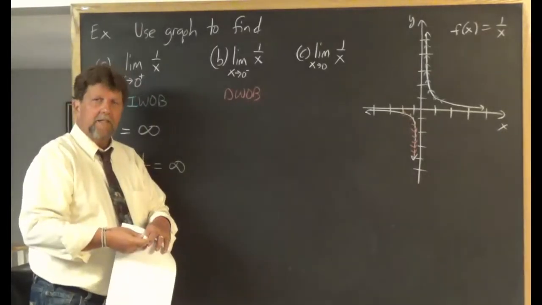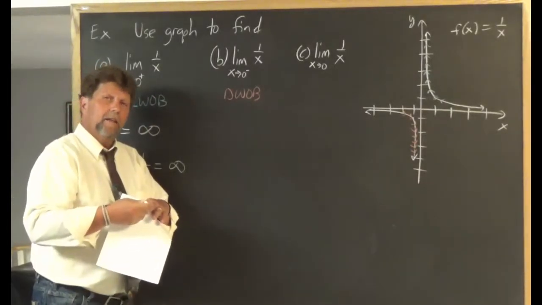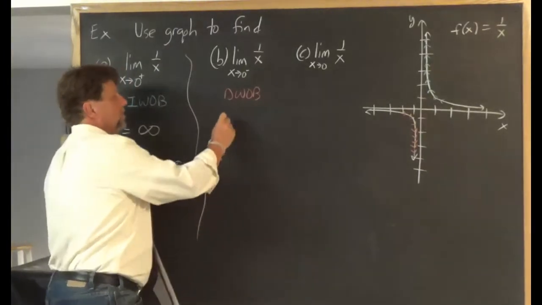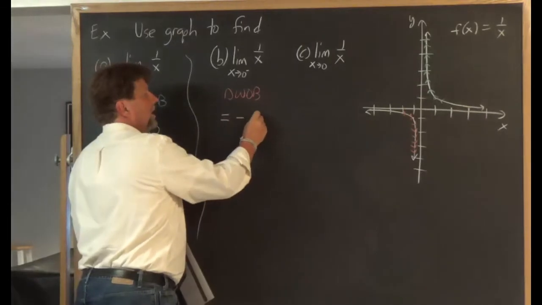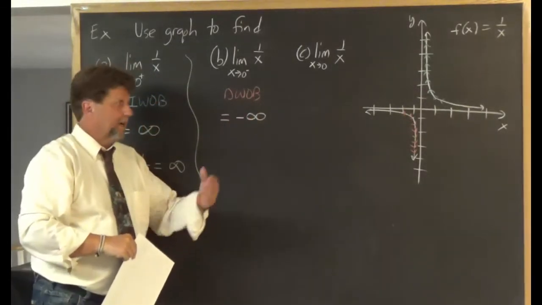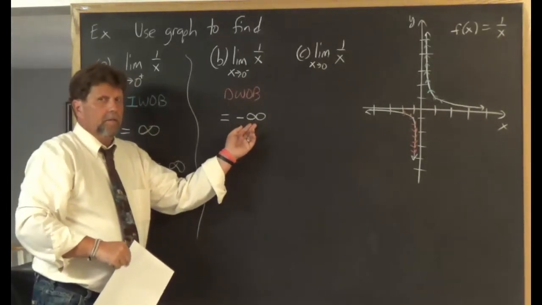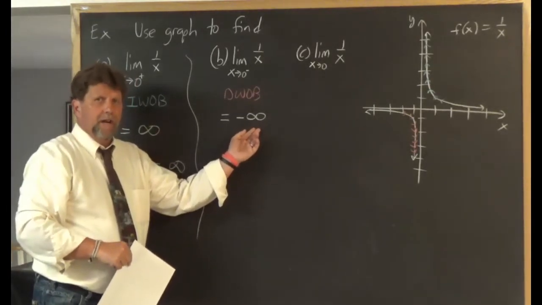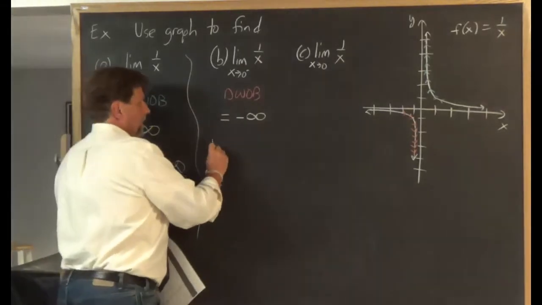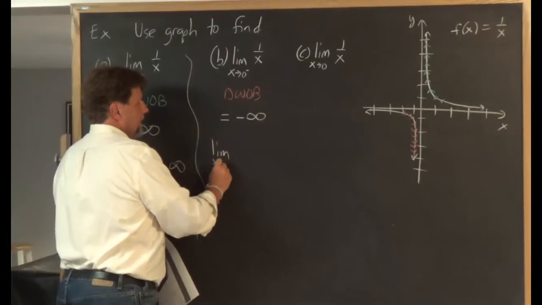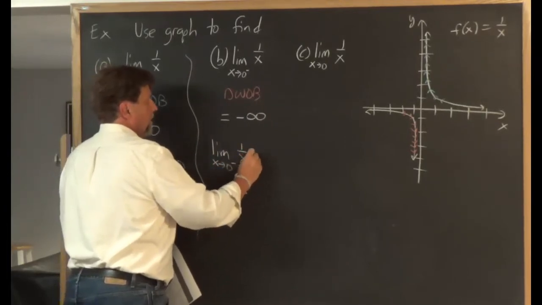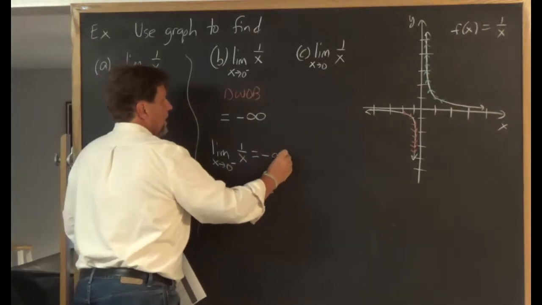In mathematics, to communicate the concept that something is decreasing without a bound, we use the symbol negative infinity. Again, it's not a number, it's just telling you a concept. It's incredibly large negative, and it just keeps going on forever and ever. So we could write the limit as x approaches 0 from the left side of 0 of 1 over x is negative infinity.